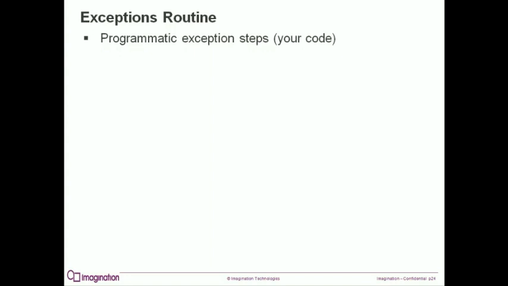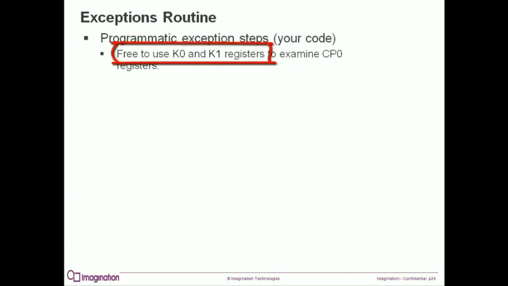Before I go into the actual code example, I'll give you an overview of what your exception code should do. When exceptions are disabled, you can use the general purpose registers K0 and K1 without saving them. Save the mask bits in the status register. The easiest way would be to save the whole status register.